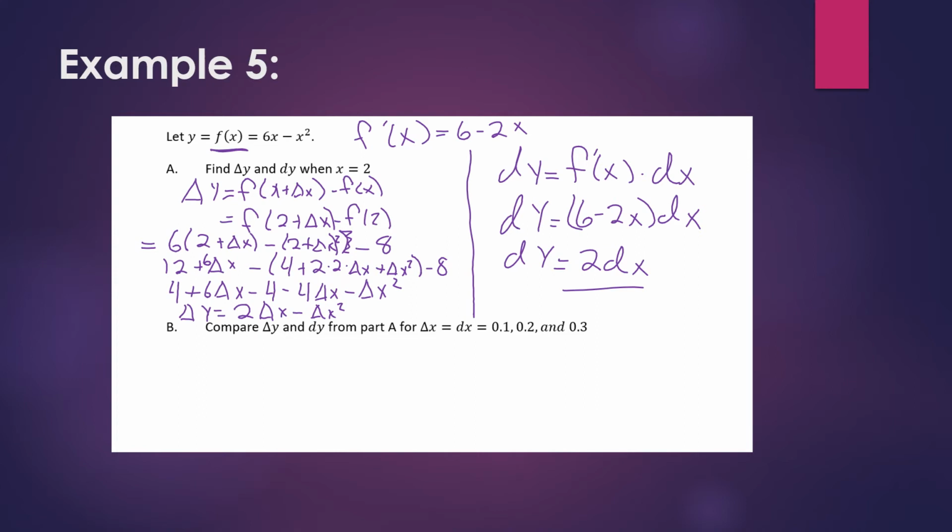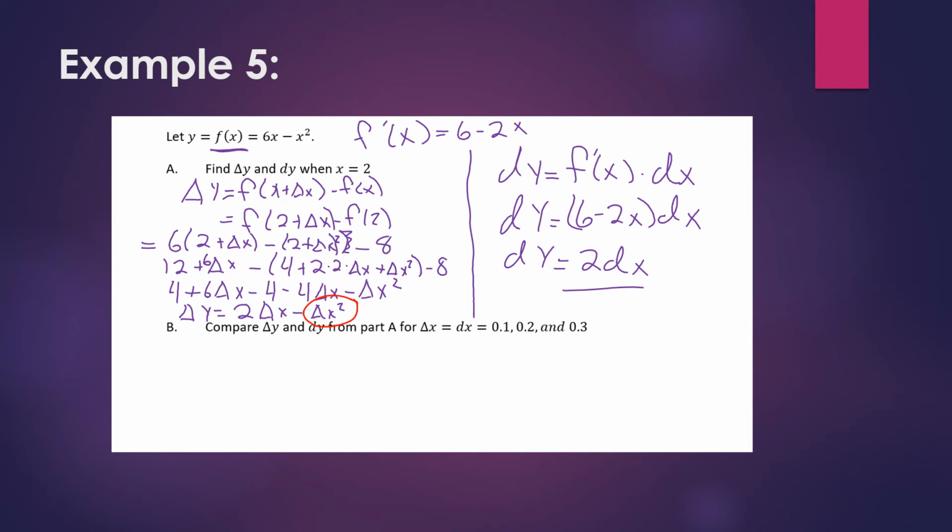And now we always say that dx and delta x are going to be the same. So the only real difference between the two is this minus delta x squared. Now, keep in mind that if delta x is very small, then delta x squared is extremely small, meaning these should be very similar answers, and finding dy was very quick, where delta y took some time.